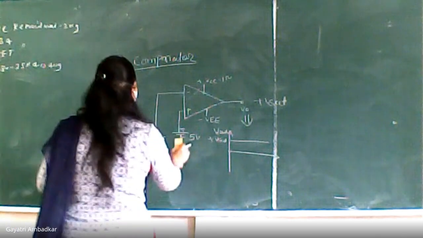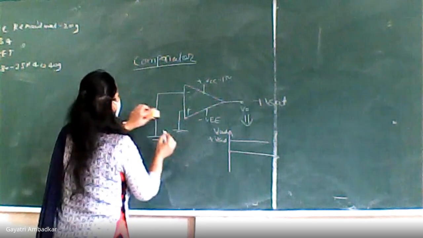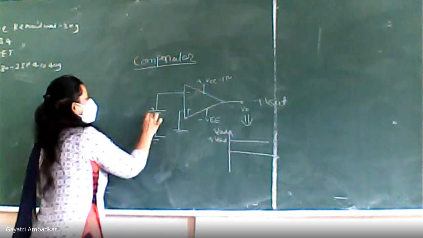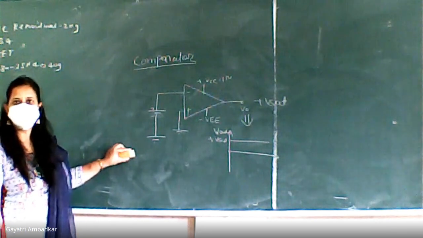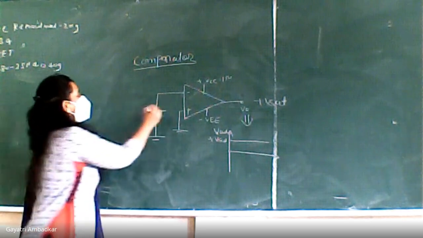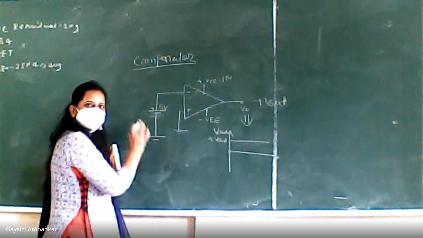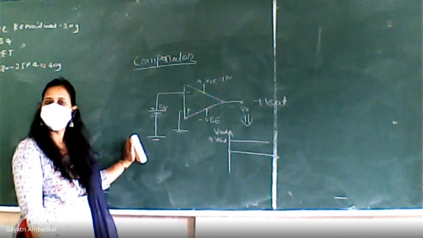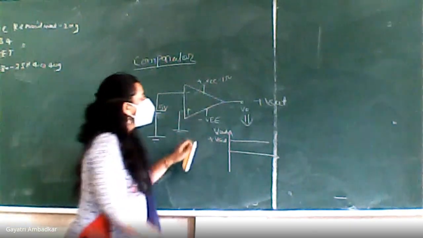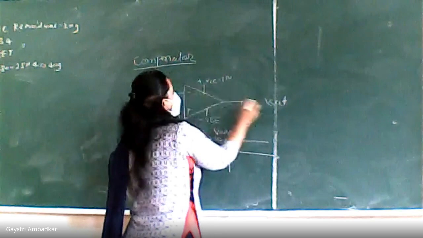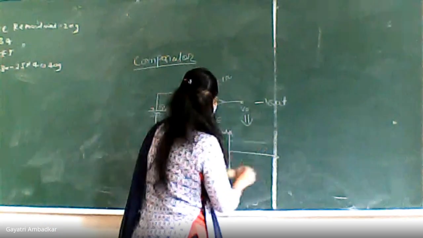Now I will change this. What will I get? Who is greater? 5. This is 0. This is 5 volt. Which is higher? 5 volt. Where is it connected? Negative terminal. So it will give output Vsat followed by this sign, minus Vsat. So in this case, your output will be here.